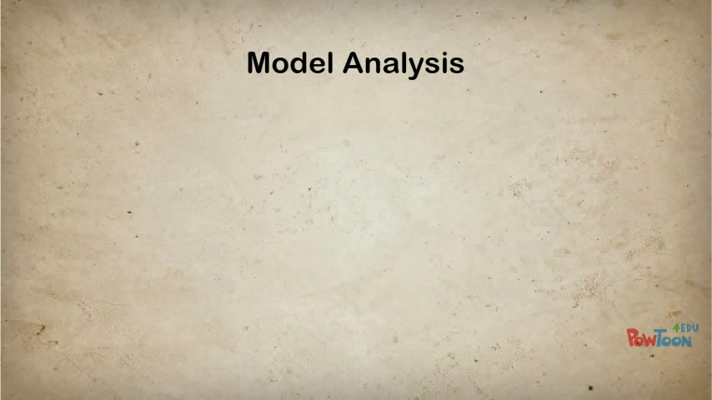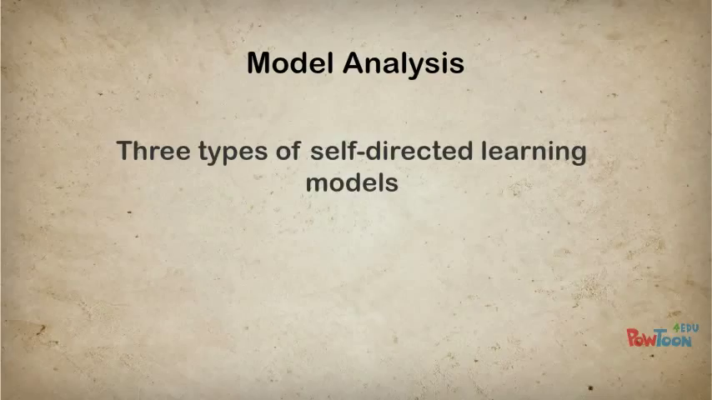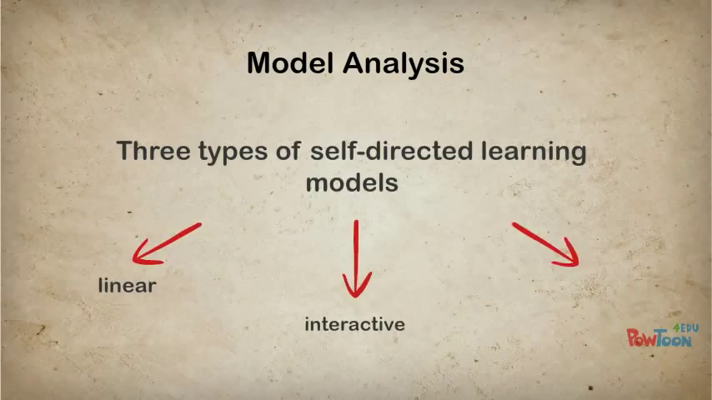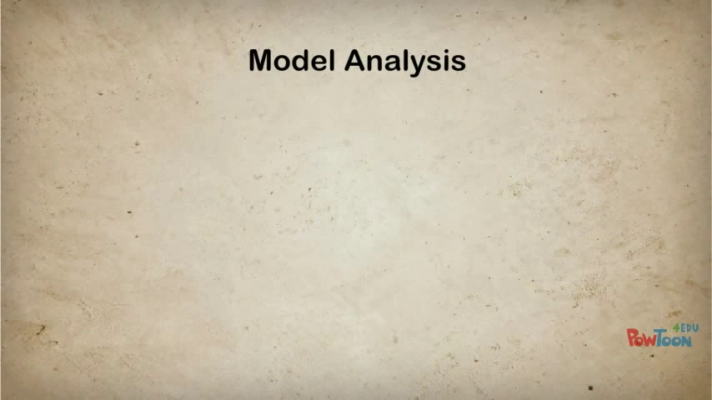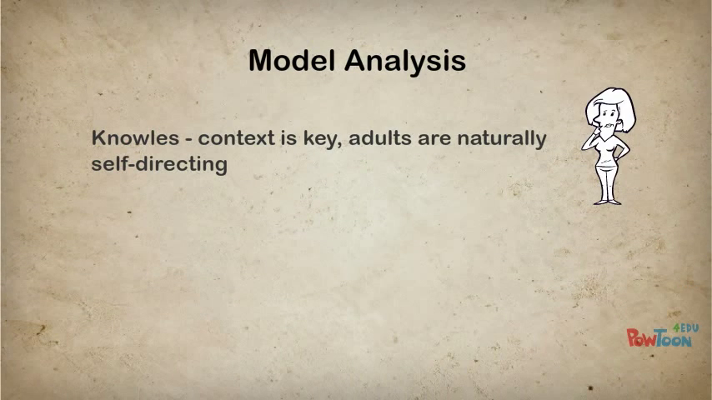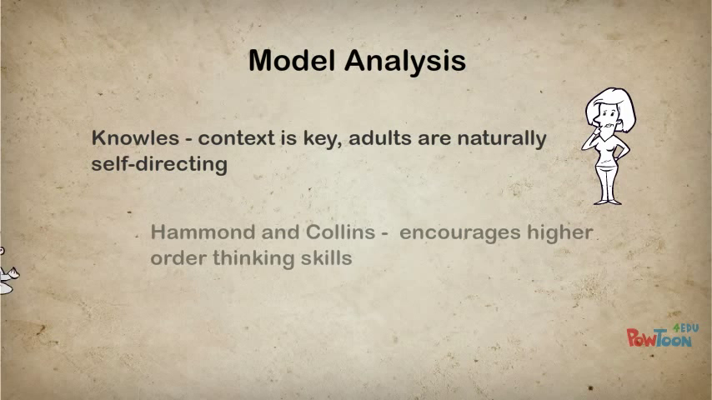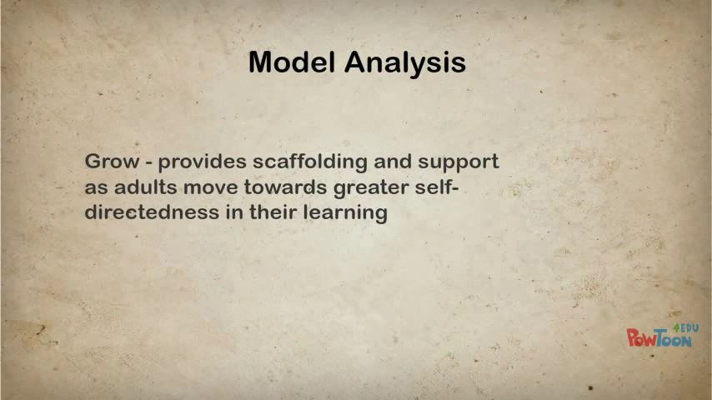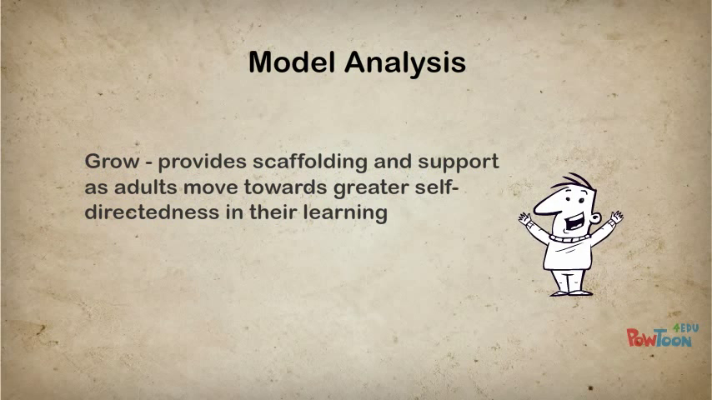Model analysis. Self-directed learning is a solid theory with 3 different models: linear, interactive, and instructional. Knowles expressed the importance of context in his theory of andragogy, explaining that adults are naturally self-directing, yet they may at least temporarily be dependent in some learning situations. As seen in Hammond and Collins' framework, self-directed learning encourages the use of higher order thinking skills. Grow's instructional model is a good example of how to provide scaffolding and support for the adult learner as they move towards greater self-directedness in their learning.